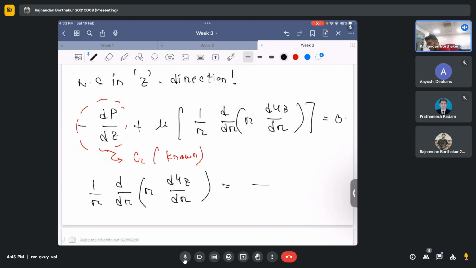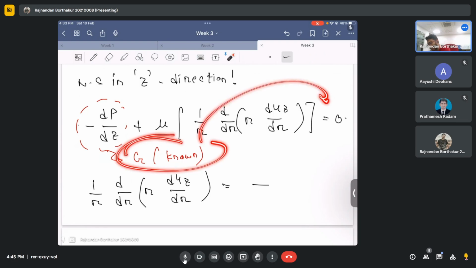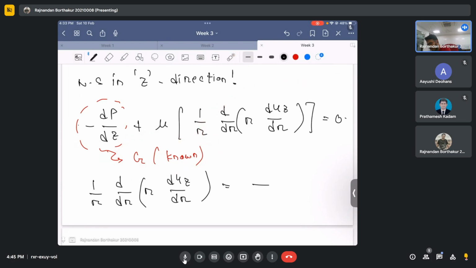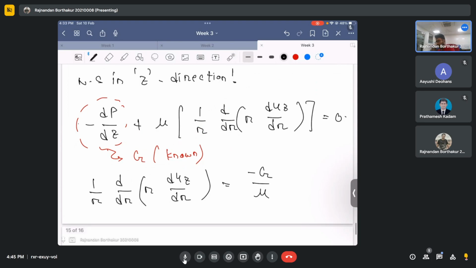Let's take this total term as g, and then when we move this g to the other side, it becomes minus g upon mu, and let's now integrate this.